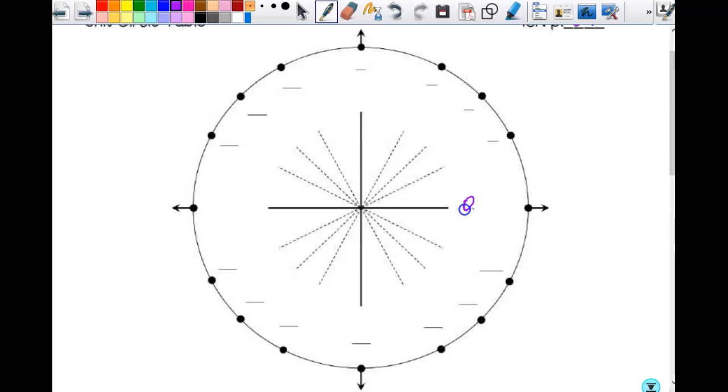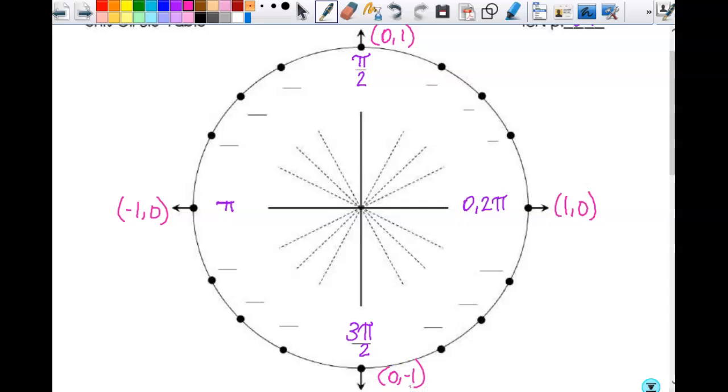So the quadrantals are 0 or 2 pi, right? What is this one? Pi halves. This one is pi. And this is 3 pi halves. Okay. So then we're going to get the ordered pairs for those. What is the ordered pair for this one? 1, 0. There's a lot of people that get that backwards. I don't know why. What is this one? 0, 1. What is this one? -1, 0. And this one is 0, -1. Please do not miss those. I mean, come on.